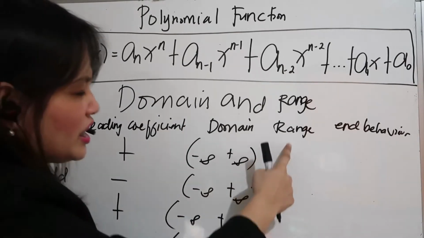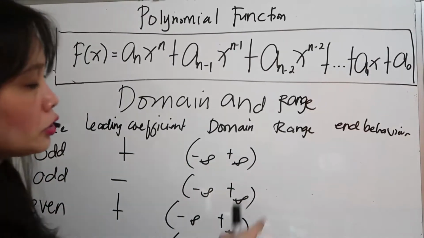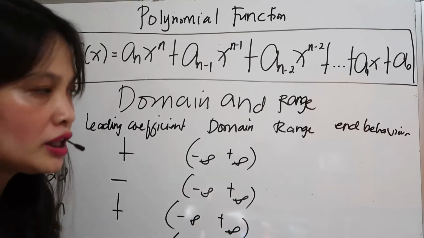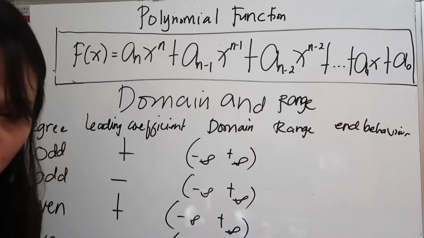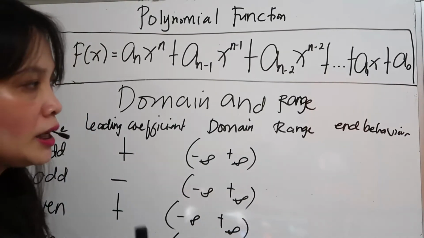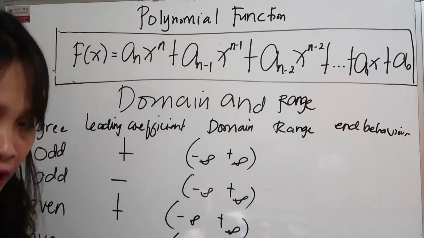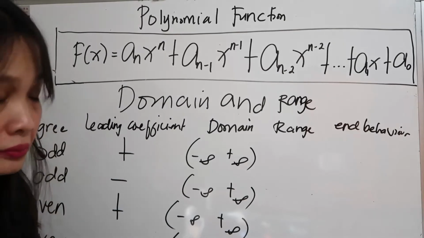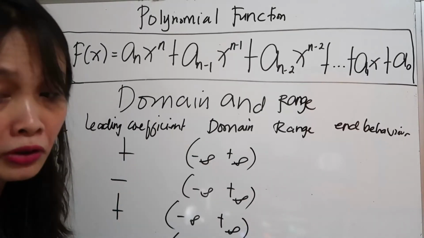Now, what about the range? To determine the range, we need to use the end behavior. What is end behavior, miss? When we say end behavior, we're referring to the starting point and the ending point of your graph.